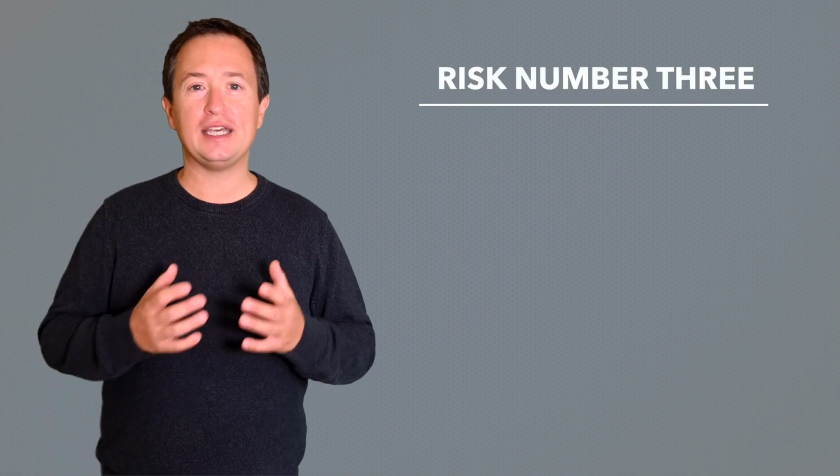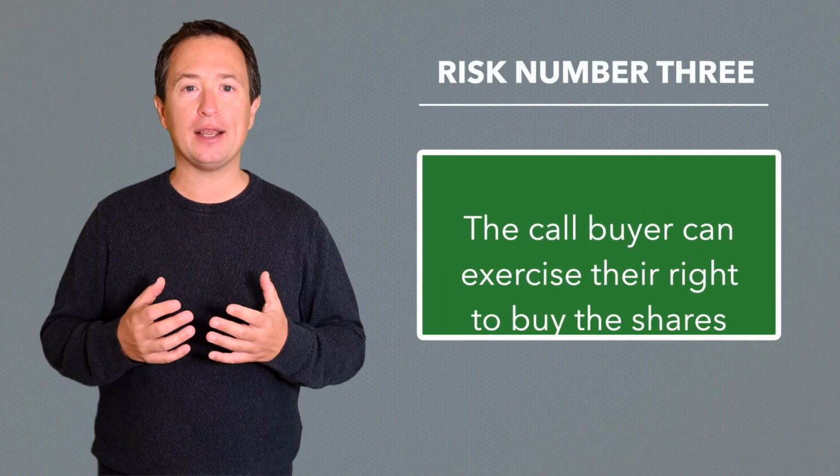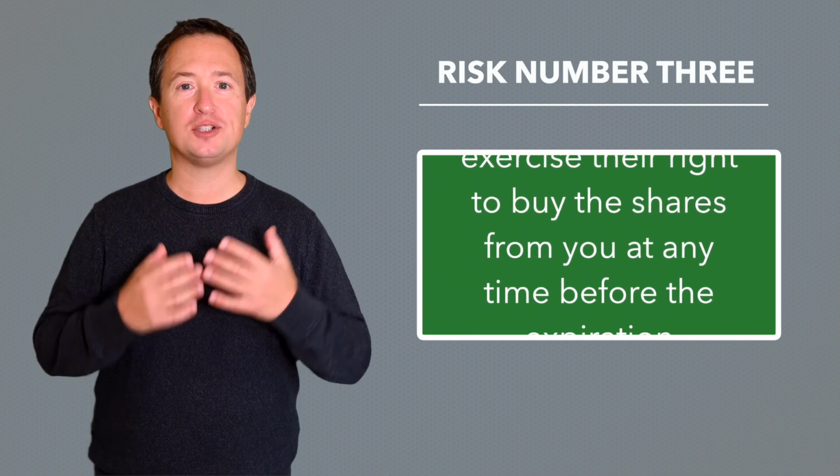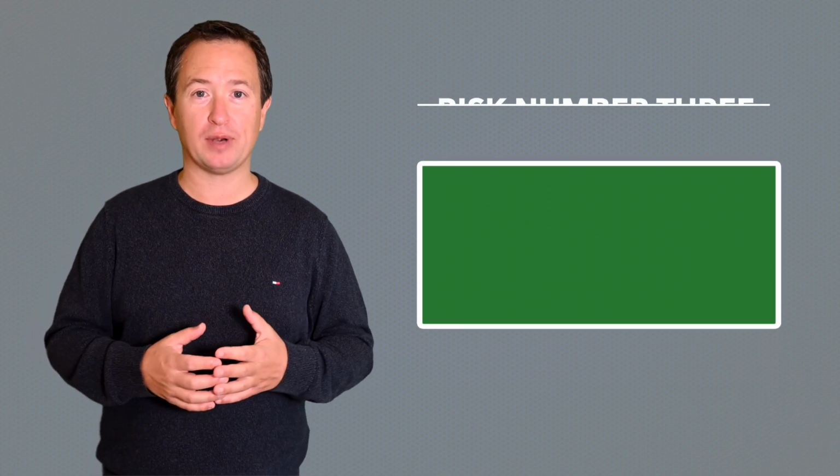Third, there's early assignment risk. With American-style options, the call buyer can exercise their right to buy the shares from you at any time before expiration. And while it doesn't usually happen, it can happen, for example, if a dividend is called before expiration, or if there's some surprise where the buyer feels it's in their best interest to buy the stocks at the strike price. Again, it's rare, but just know that it's possible.